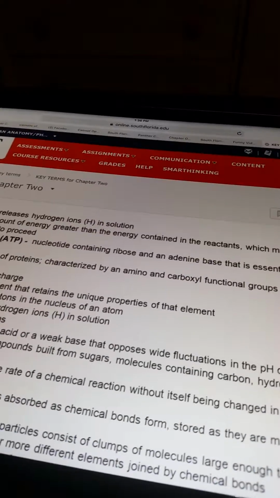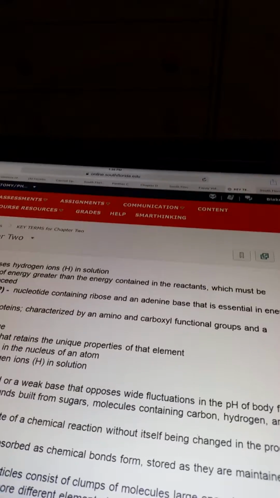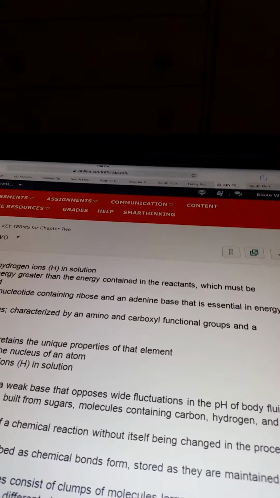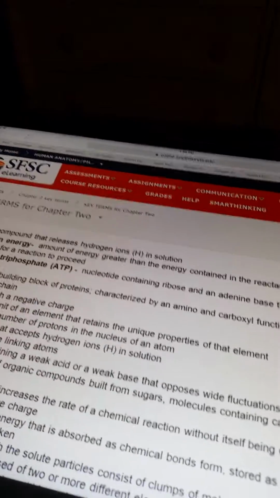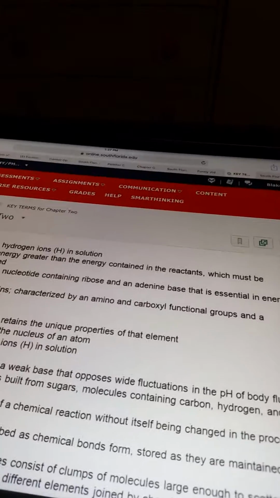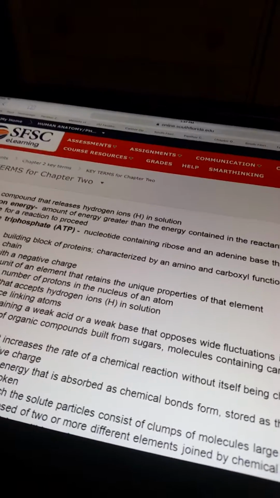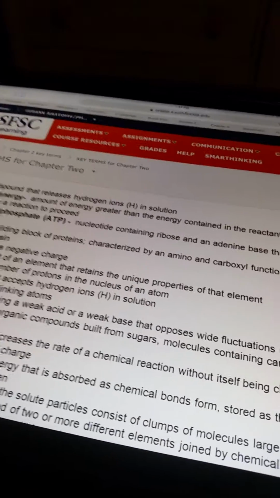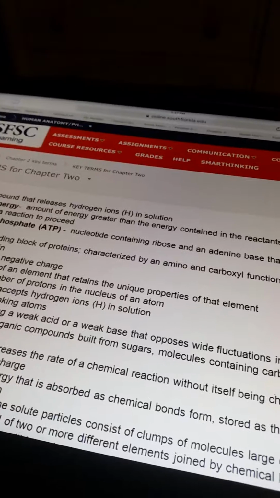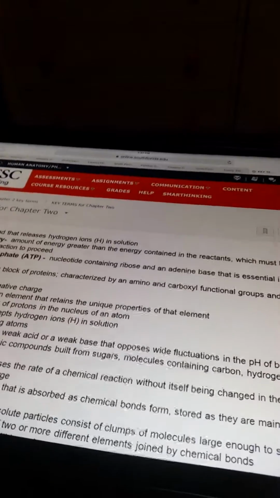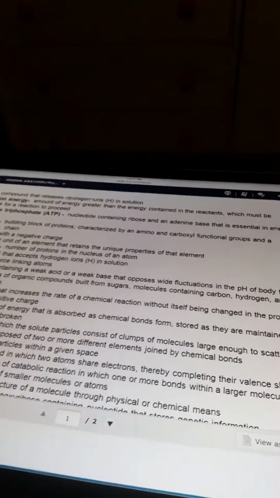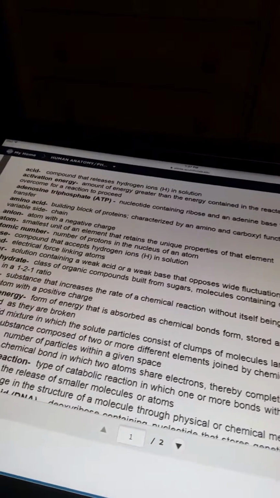Adenosine triphosphate, ATP, nucleotide containing ribose and an adenine base that is essential in energy transfer. Amino acid, building block of proteins, characterized by an amino and carboxyl functional group and a variable side chain. Anion, atom with a negative charge. Atom, smallest unit of an element that retains the unique properties of that element.